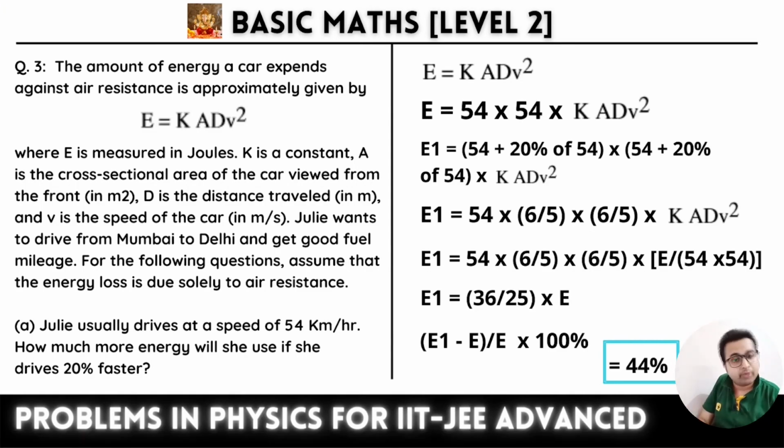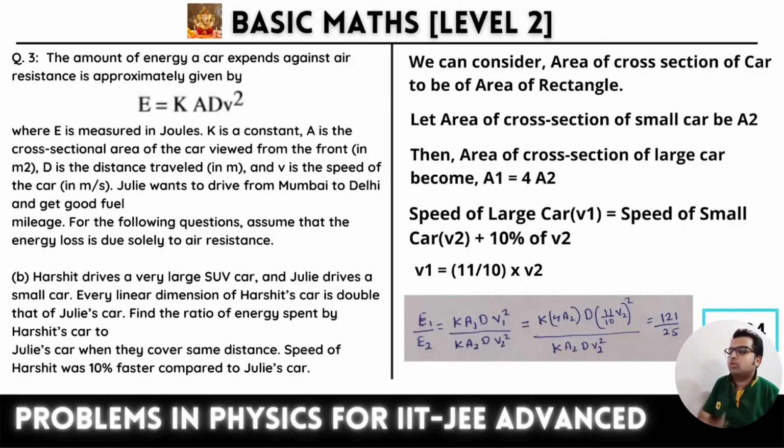Now let's jump into the B part. The B part is also very straightforward. As you can recall, there is a big car, an SUV, and a normal small car, which Julie is using. We can consider the area of cross section of the car to be the area of a rectangle, because we can imagine the car to be a kind of rectangle if we look from the front, and the area of a rectangle is L into B.